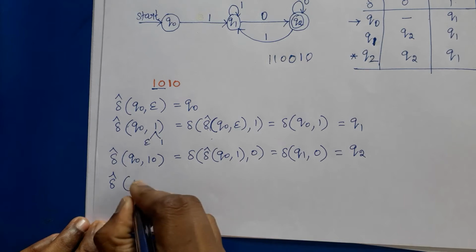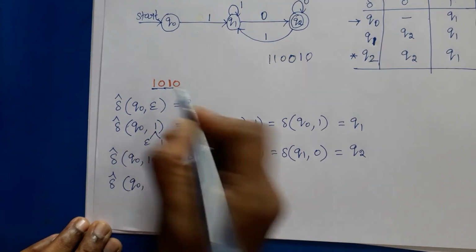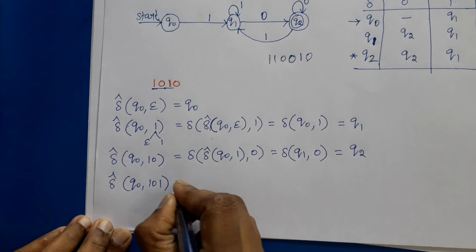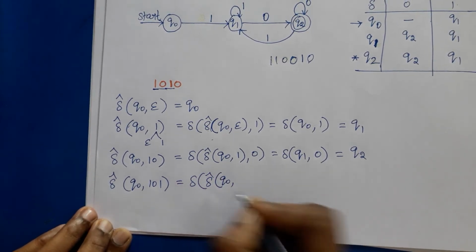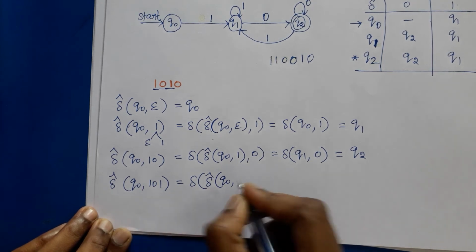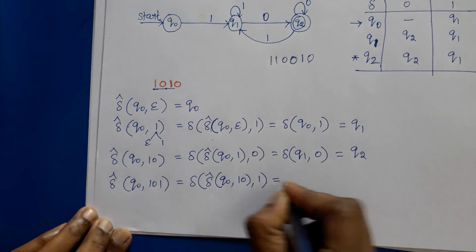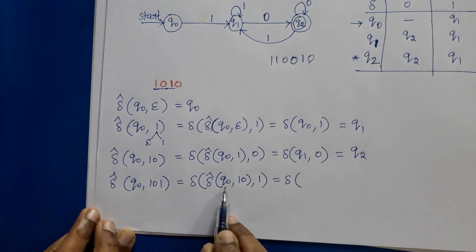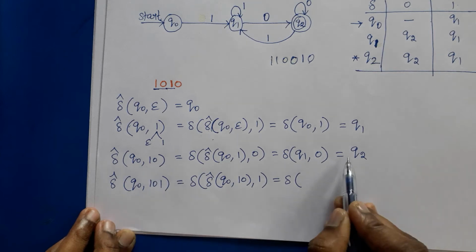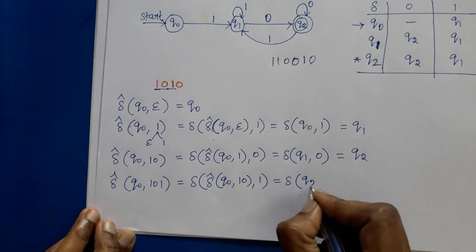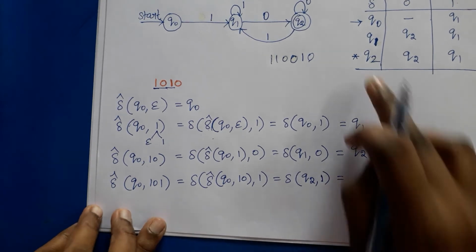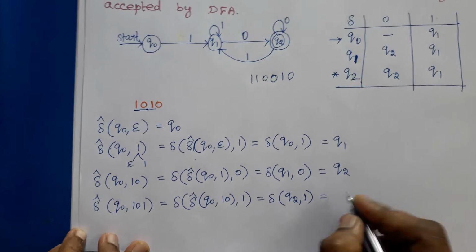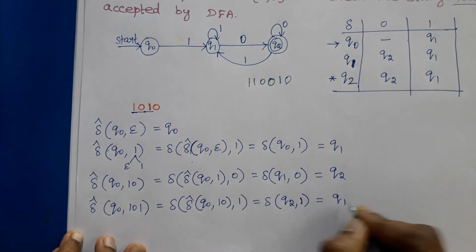Then in the next step we need to consider three symbols: 1 0 1. So delta cap of q0 comma, now x is 1 0, a is 1. So x means 1 0, then 1. So this delta cap of q0 comma 1 0 is q2. Then 1. Delta of q2 comma 1 is q1.